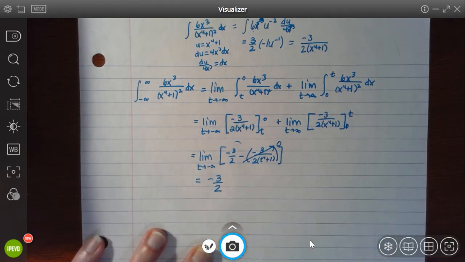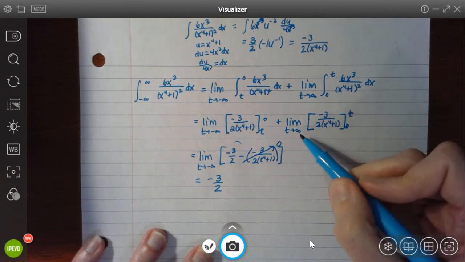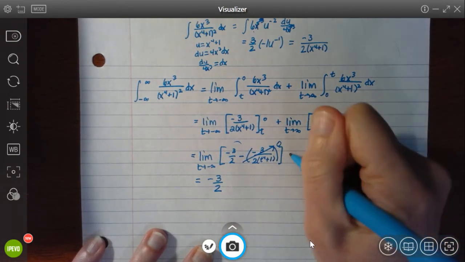Since it converged on a value, we're now going to go ahead and evaluate this limit using the same type of technique.